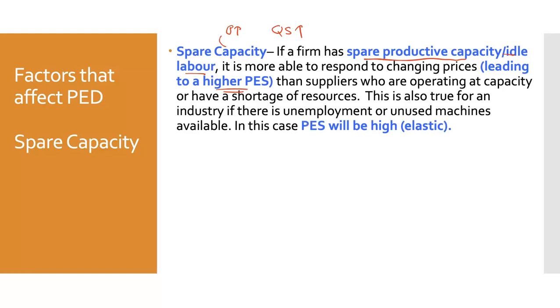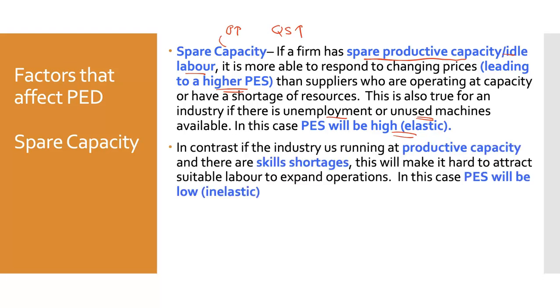So, if this is also true, where price elasticity will be high or elastic, for an industry, if there is unemployment or unused machines. So if a business or an industry can get more labor from unemployment, they'll be able to ramp up their quantity supplied because of price increases, and hence they will have higher price elasticity of supply. In contrast, industries running at capacity, or if there are skill shortages, this will make them hard to attract labor, and the price elasticity will be low because it will be difficult for them to increase their quantity supplied as a result of price increases.